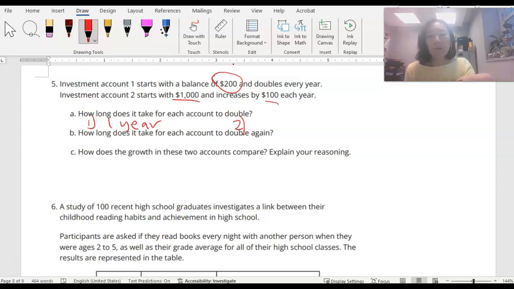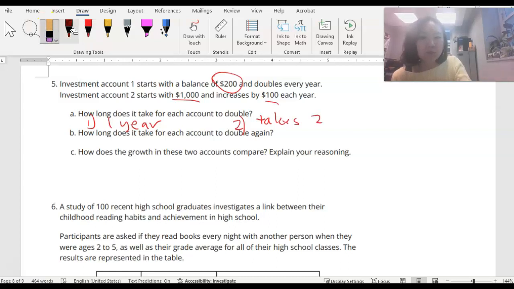Because if we're getting $100 each year, it's going to take 10 years to get to that 1,000 mark. And so the second account takes, I don't know why the eraser function is only sometimes working. Takes, cross it out, 10 years.